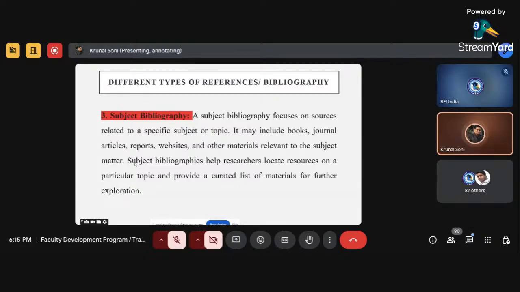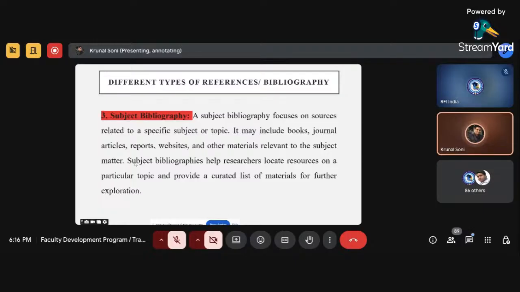This kind of activity can be done through the various books, journal articles, reports, websites, and other materials which are most relevant to our subject matter. And this kind of bibliography will help us to locate resources specifically on a particular aspect. Just like if I'm doing research on behavioral finance, right? Behavioral finance has many things like anchoring bias, herding bias, cognitive bias, disposition bias, right? So instead of putting all things together, we should differentiate the referencing and bibliography that we are providing subject-wise and variable-wise.